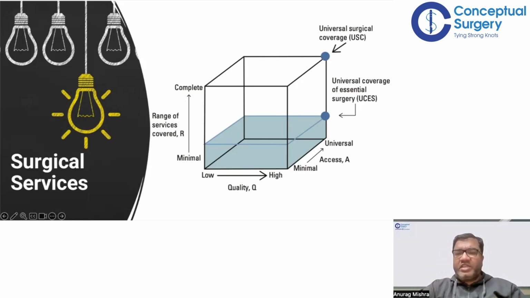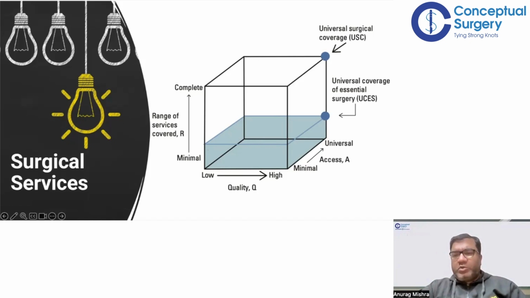So all these three things we study. Now, there are two terms in terms of access. In this vertical axis, which is the range of service, it's very difficult for anybody to say that I have to provide all the surgical services. There's a huge list of surgical services, of procedures, of surgeries. One person cannot do all, right?